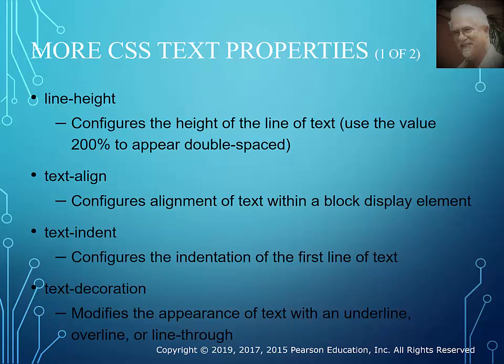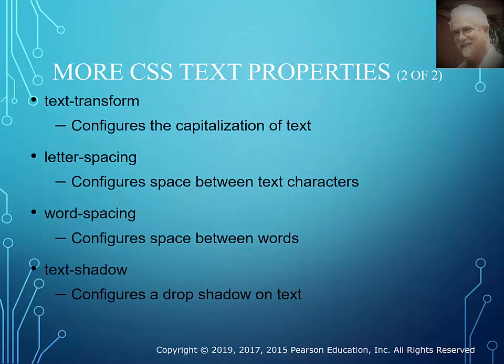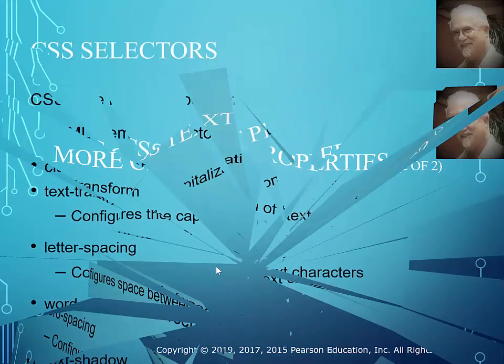You can do things like control the line height of the element. 200% equals basically double space. Text align, text decoration, text transformation, letter spacing, word spacing. Text shadow, very cool. Get used to text shadow. Get familiar with that. It's very useful. Looks very nice. And it's not too hard to do.